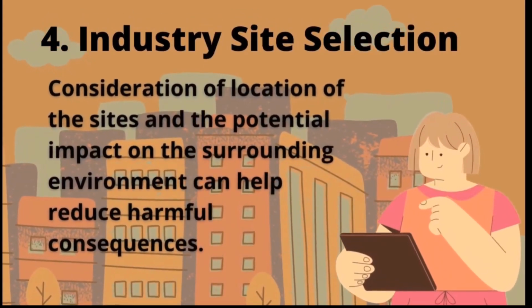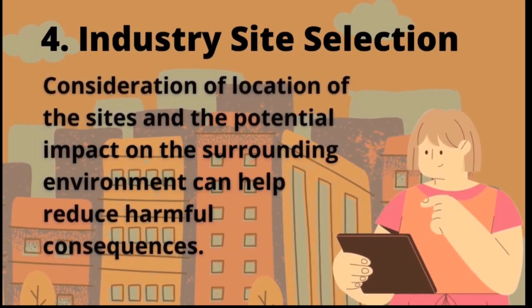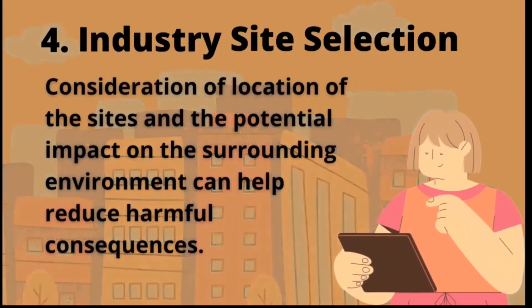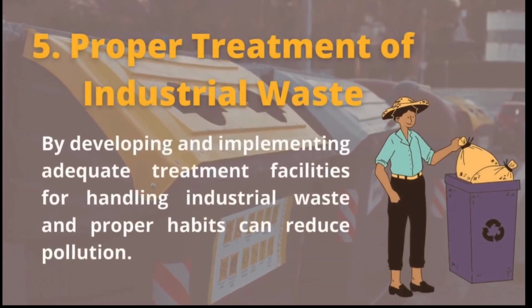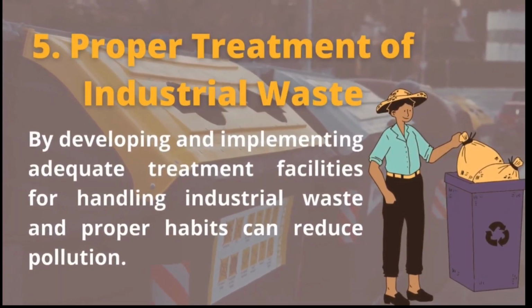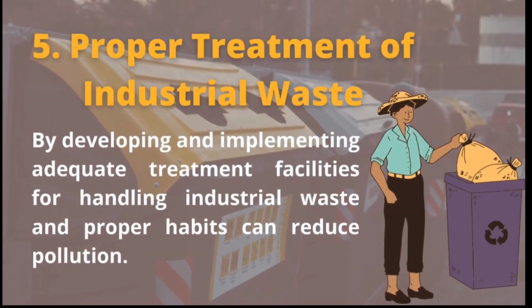Industry site selection. Consideration of location or the sites and the potential impact on the surrounding environment can help reduce harmful consequences. Proper treatment of industrial waste. By developing and implementing adequate treatment facilities for handling industrial waste and proper habits can reduce pollution.